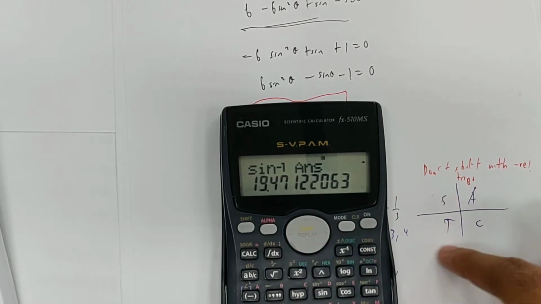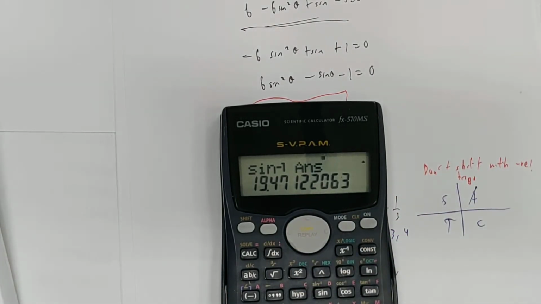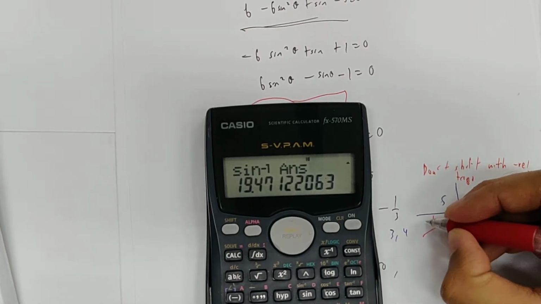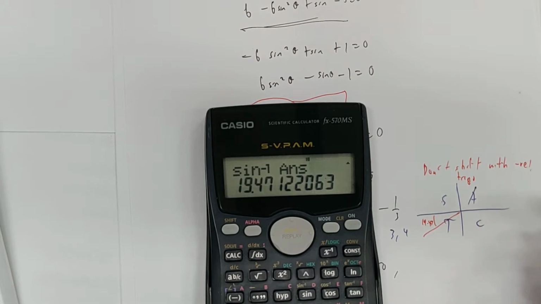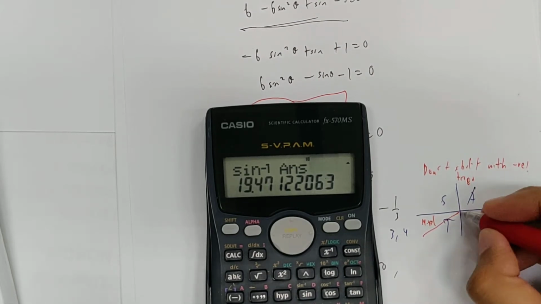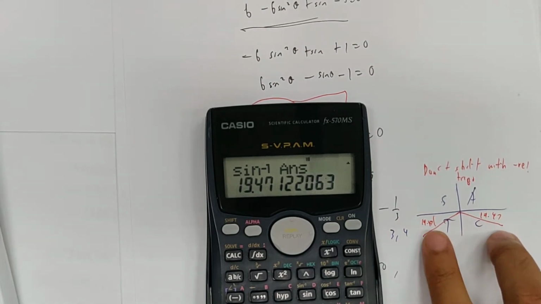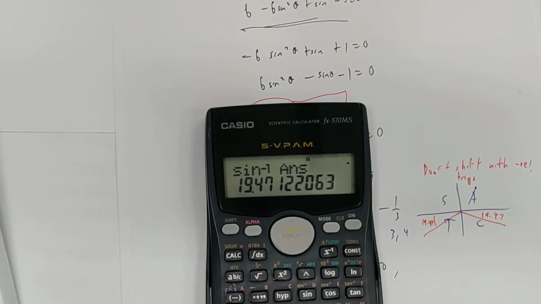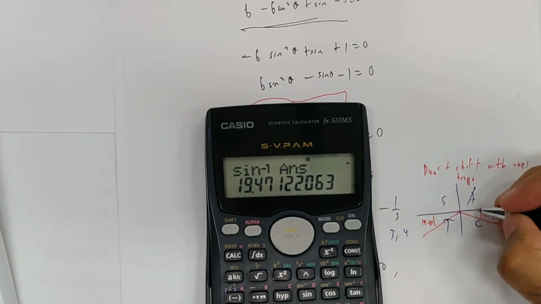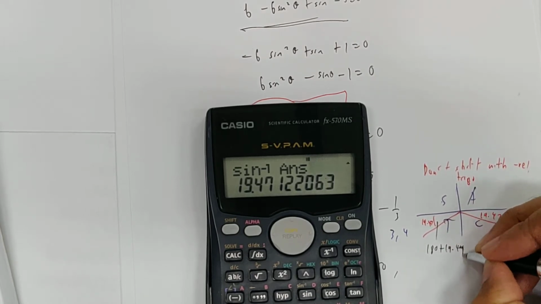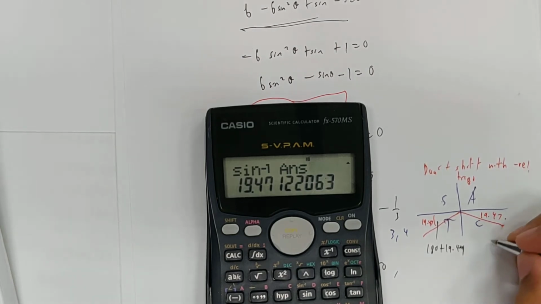So where can I place 19.47 in this angle? Which quadrant? 3 and 4, right? So here is your 19.47. Where is the other one? Also 19.47. Are you okay with it? How are we going to read our diagram? If you want to read this one, it is 180 plus 19.47. What about this one here? This one here is 360 minus 19.47.